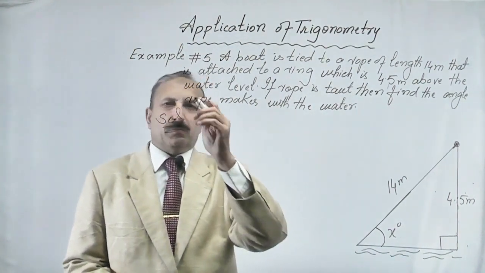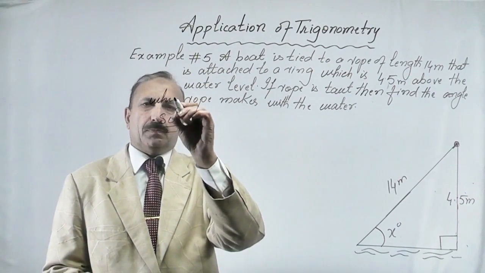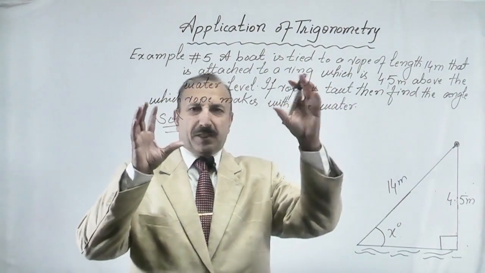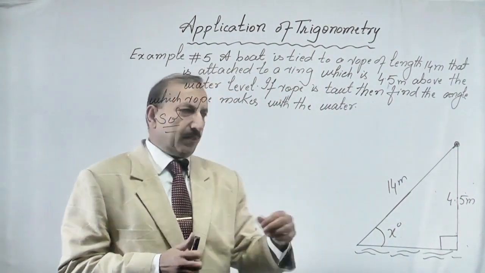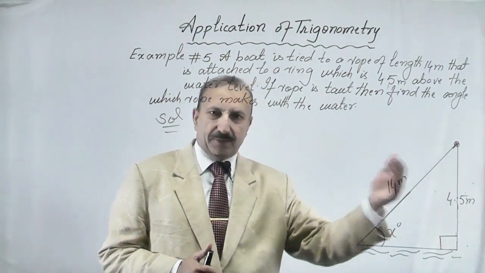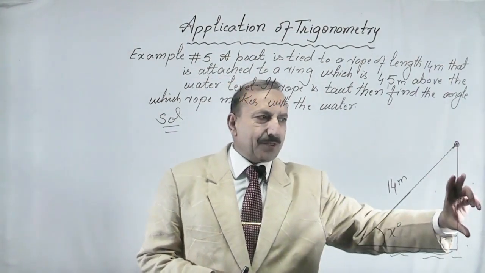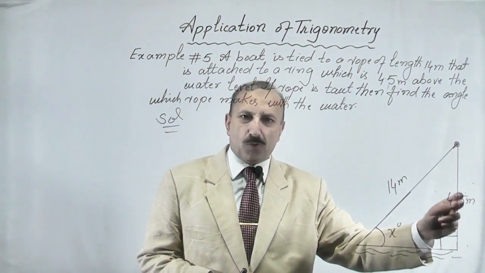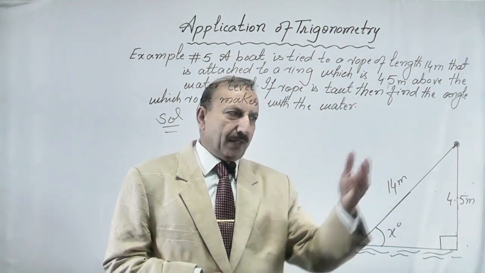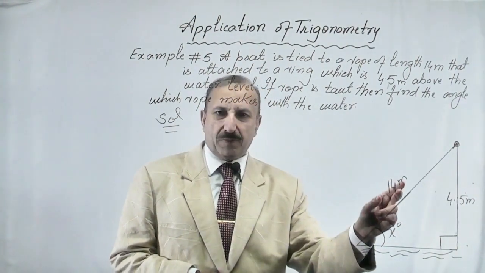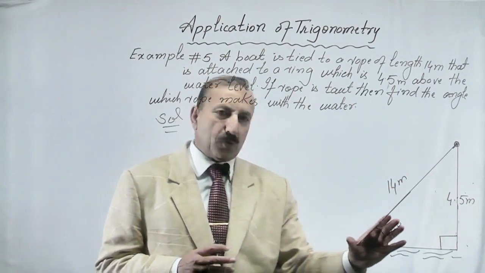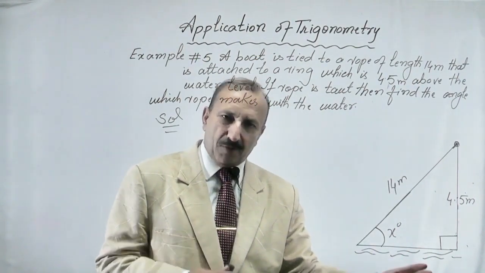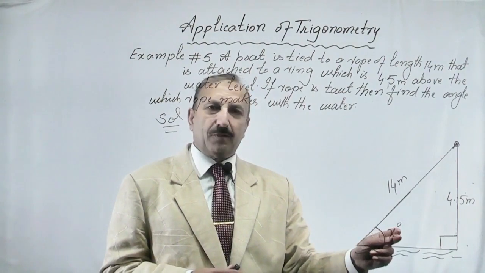The angle which the rope makes with the water. Now, with the given situation and the information, I have drawn this right angle triangle. Here, this is the height level where the rope is taut, and this height is 4.5 meter given in the question, and the length of this rope is given, this is 14 meter. We are supposed to find this angle made by the rope with the horizontal level. That's the level of the water. Here is the water level, and that angle we need to find.